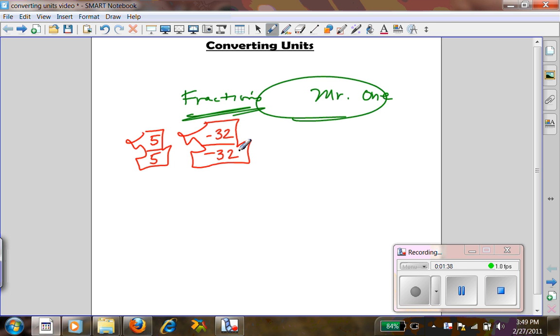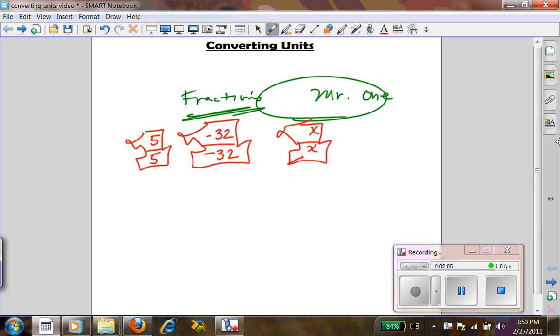Let's talk variables, people. We love those algebraic variables. What if I put x over x? Whatever x is, it's going to be the same number for each of these, so x divided by x is Mr. 1. He's got the same thing on the top as it is on the bottom.